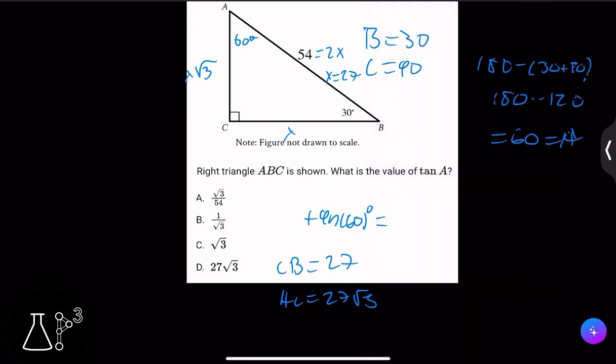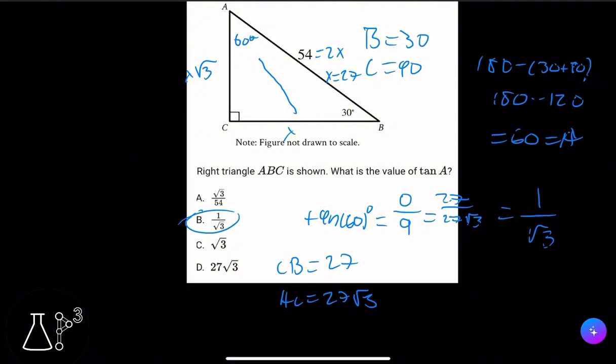So what I can do now with the information given is figure out how to plug it into tangent of 60, and I'm going to get my answer. Remember, tangent of any angle is going to be opposite over adjacent. And as we can see, the opposite length of A is going to be CB, so we're going to write 27. And then the adjacent is going to be AC, and AC is going to be 27 times the square root of 3. Therefore, tangent of 60 equals 27 divided by 27 times the square root of 3, which equals 1 over the square root of 3. Therefore, my answer is going to be B.